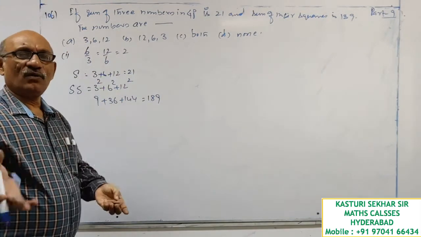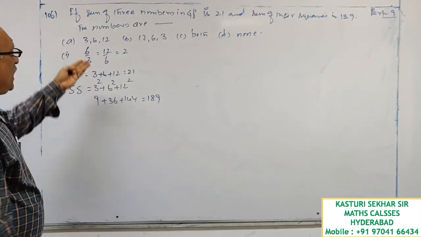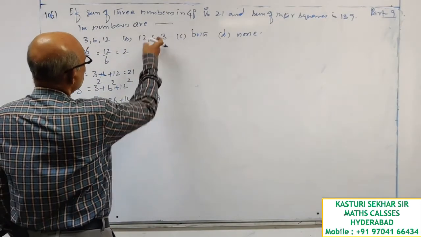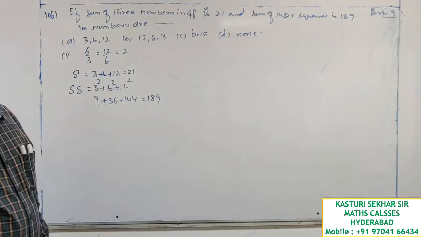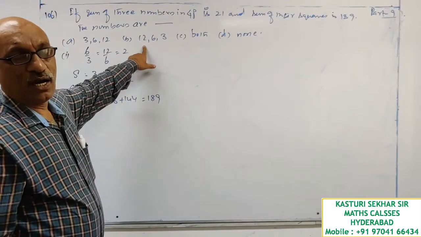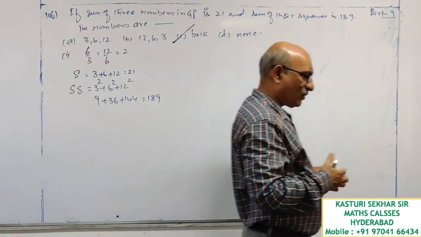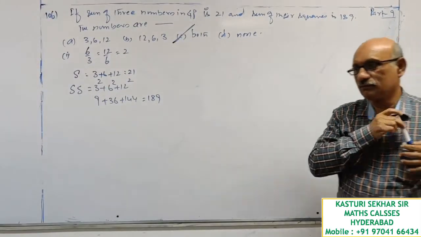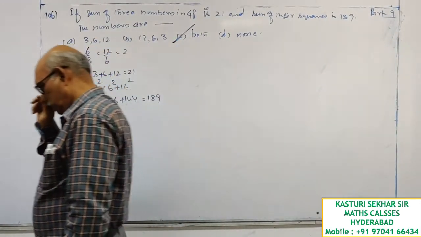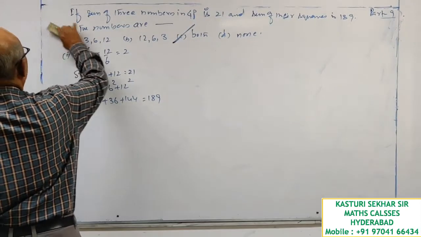Option A and option B are one and the same. These are in ascending order, these are in descending order. Here the common ratio is 2, here the common ratio is 1 by 2. That is the only difference. So option A as well as option B are answers to the given question. Therefore option C, both, is the answer. Okay, let's see next.